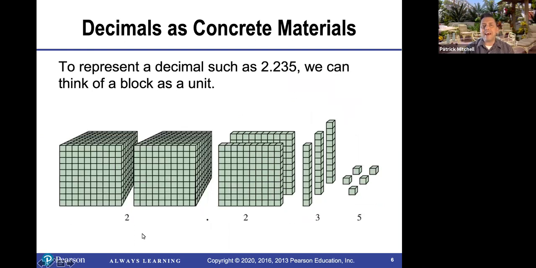To represent a decimal such as 2 and 235 thousandths, we can think of a block as a unit. So we have 2 blocks, 2 flats representing 2/10ths, 3 longs representing 3 hundredths, and 5 cubes representing 5 thousandths.